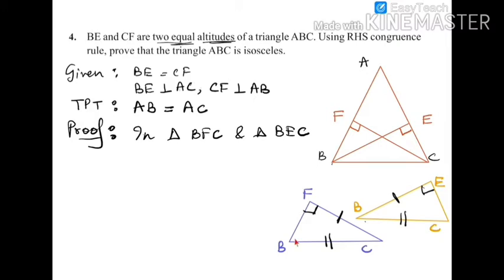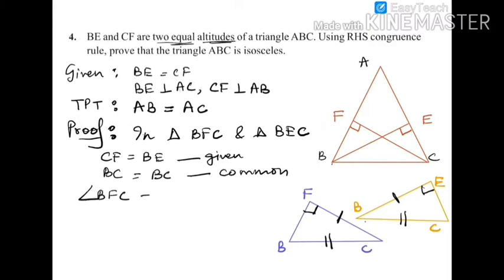So these two sides are going to be equal in these two triangles. Now notice that we have a right angle, hypotenuse and a side of one triangle equal to right angle, hypotenuse and a side of the other triangle. So these two triangles are congruent by RHS. Let's write down CF is equal to BE, this is given, BC is equal to BC, common, angle BFC is equal to angle BEC. Each is 90.